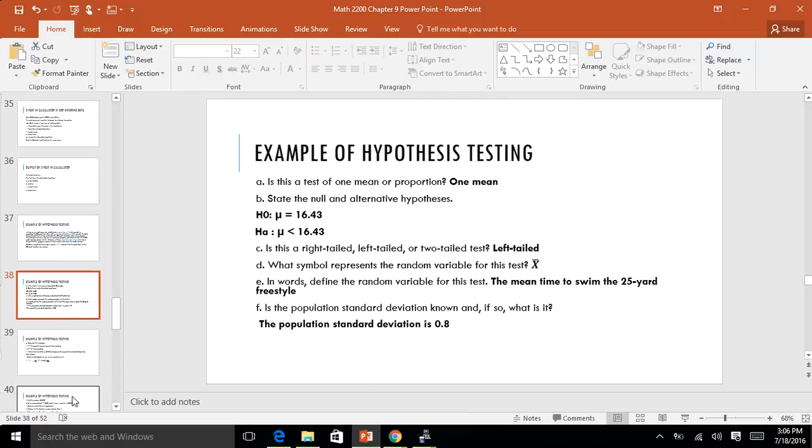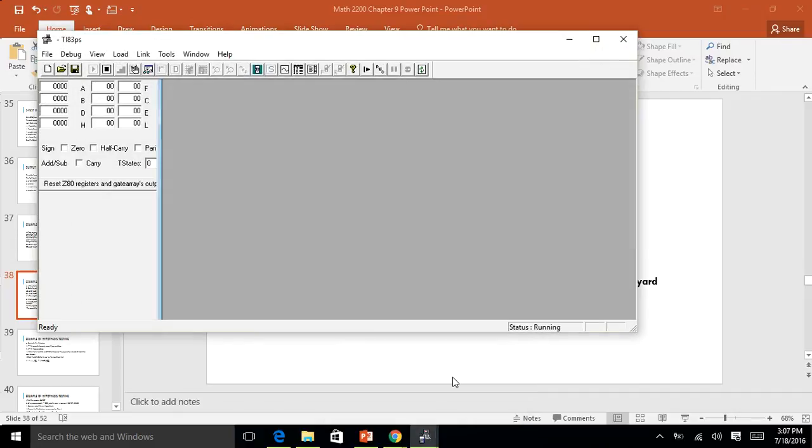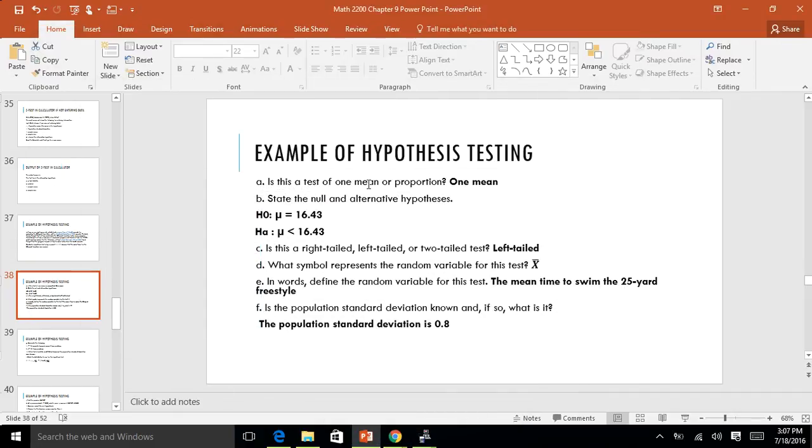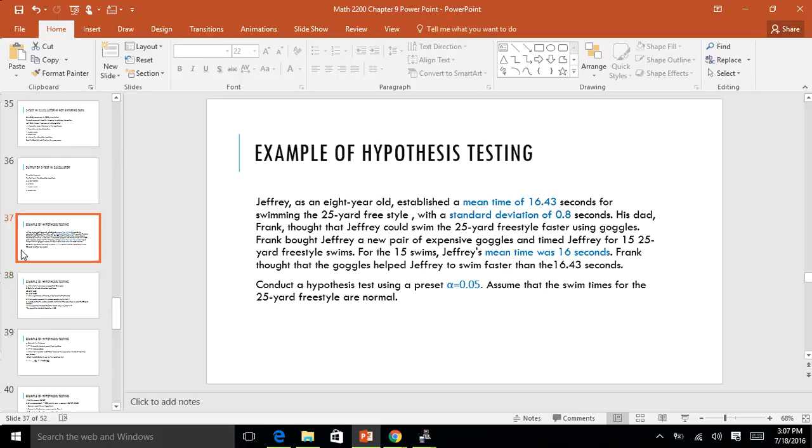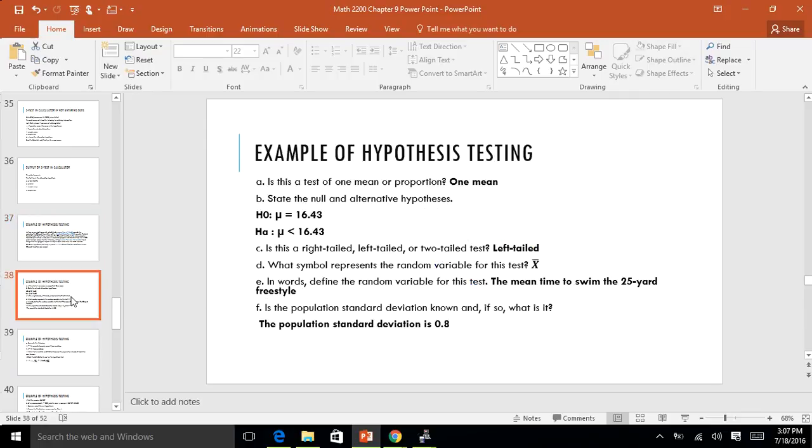Okay, so let's see what we need to put into the calculator. Let's do some things first. Is this a one mean or proportion? It's a one mean because it says average time. So what are my null and alternative hypotheses? If the father thinks that the goggles can help him swim faster, that means he wants to decrease his time, not increase it. So my alternative is the mean is less than 16.43. That means my null is mean equals 16.43.